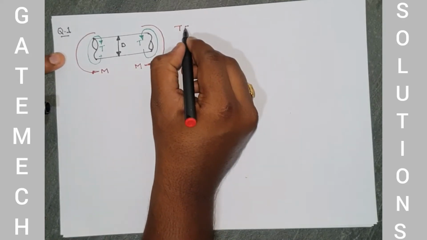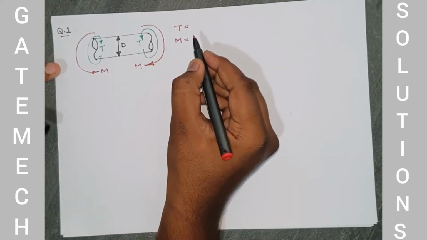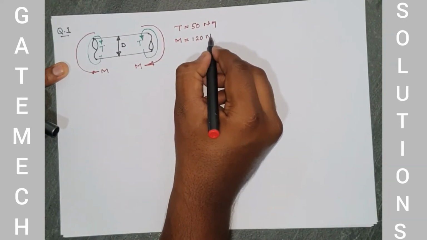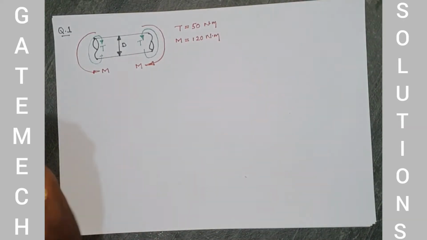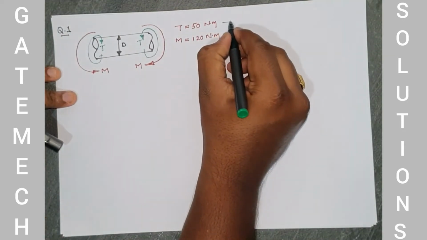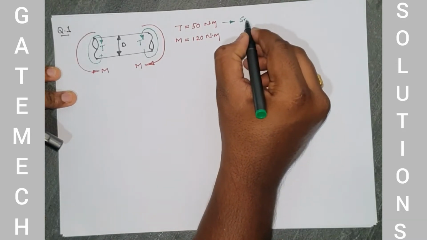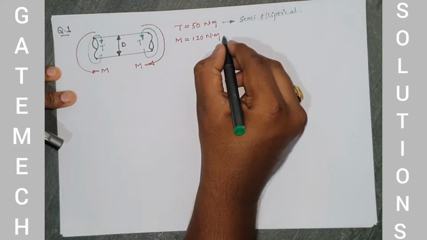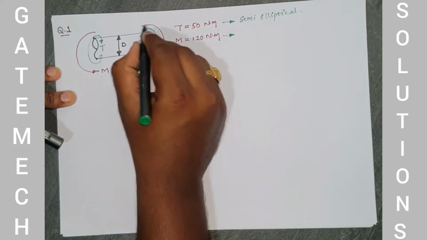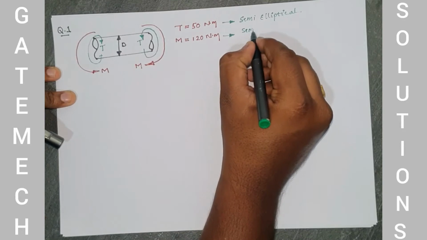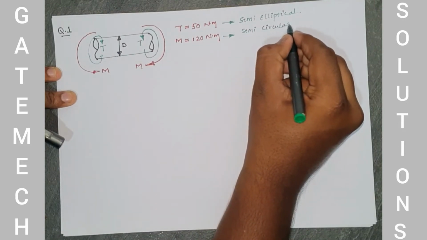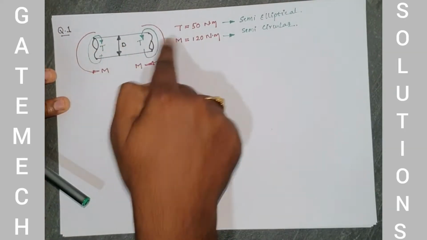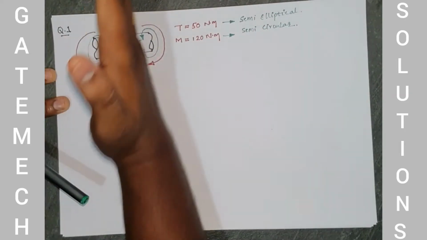The magnitude of twisting moment is given, the magnitude of bending moment is also given. It's 50 Newton meter, and this is 120 Newton meter. So keep it in mind, the twisting moment representation should be in semi-elliptical shape, whereas the bending moment representation should be in semicircular shape. Generally, this is the usual representation. Bending moment is perpendicular to the longitudinal axis, whereas the twisting moment is around the longitudinal axis.